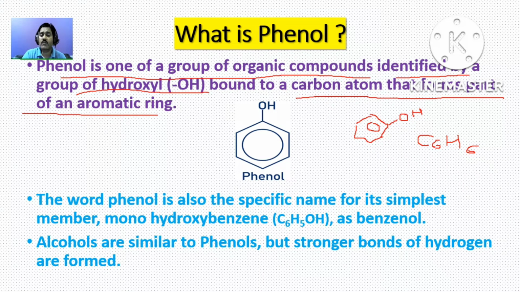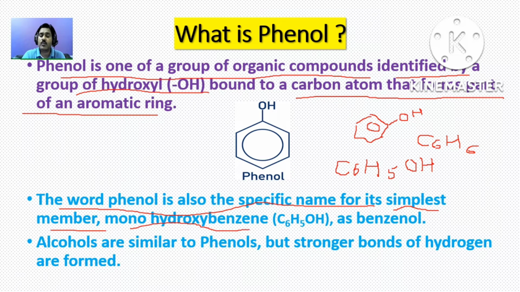What will be the formula for phenol? Phenol will be represented by C6H5OH. That is the simplest phenol. The word phenol is also a specific name for its simplest member, monohydroxybenzene, that is C6H5OH. It is also called benzenol.